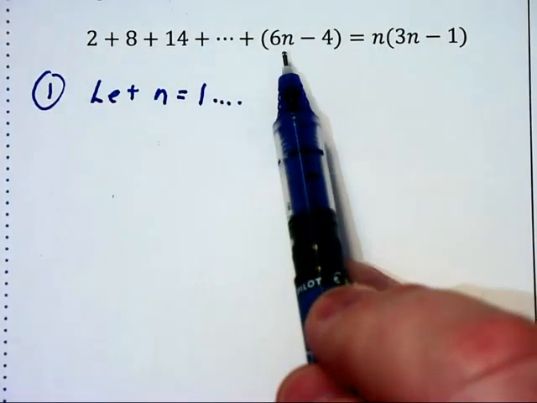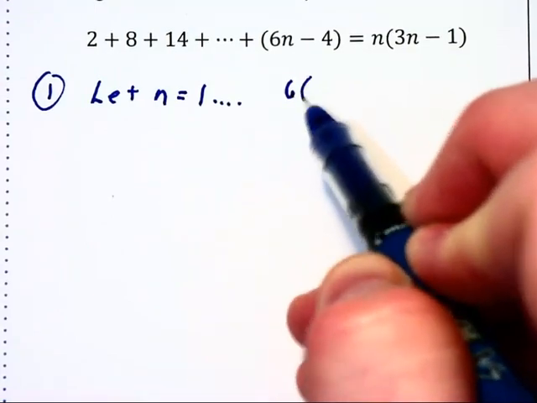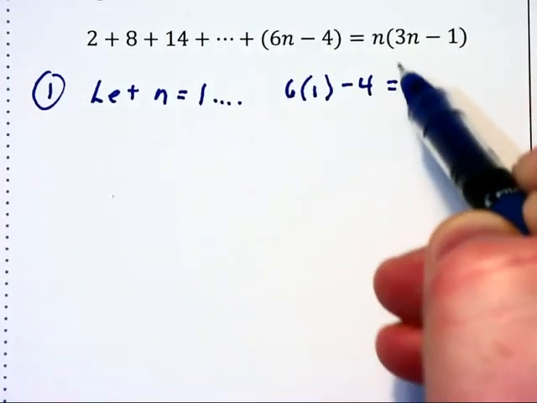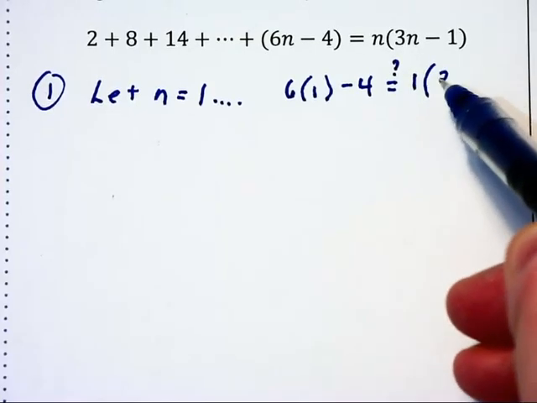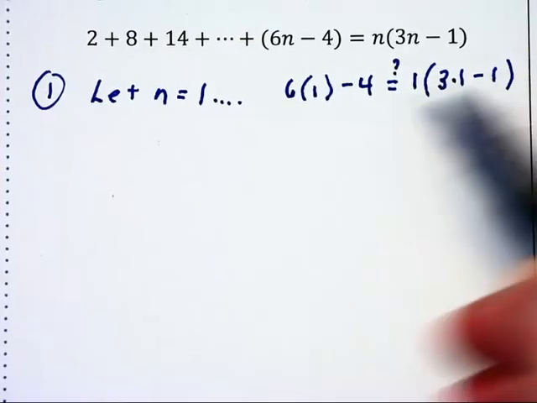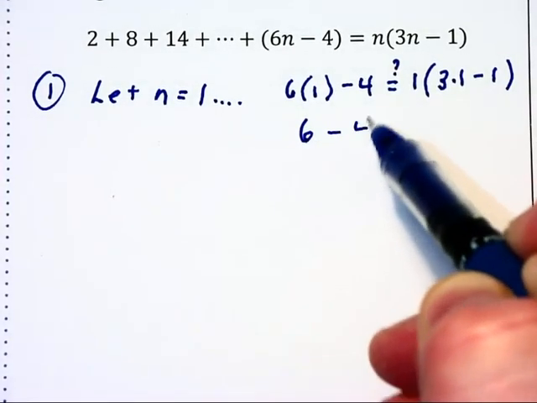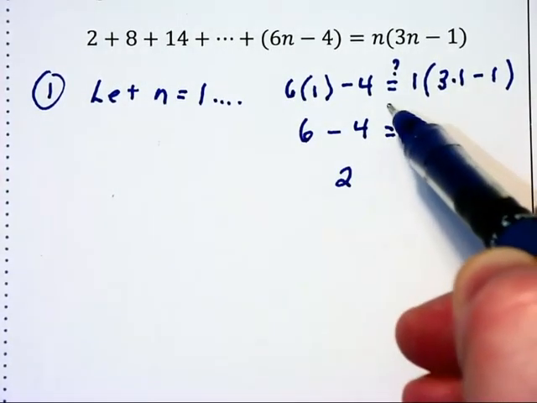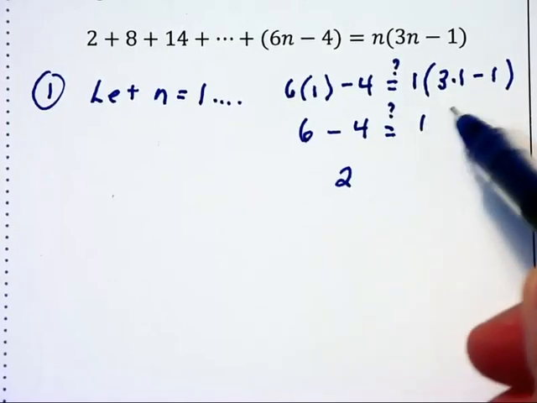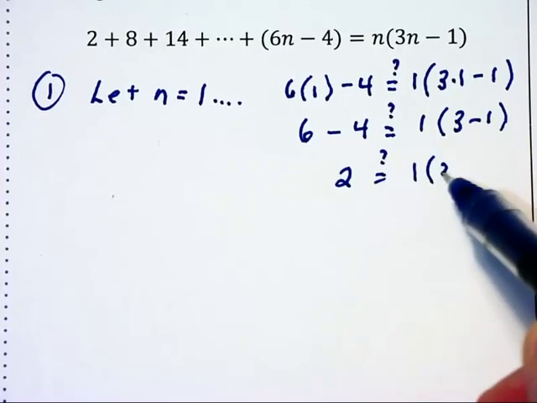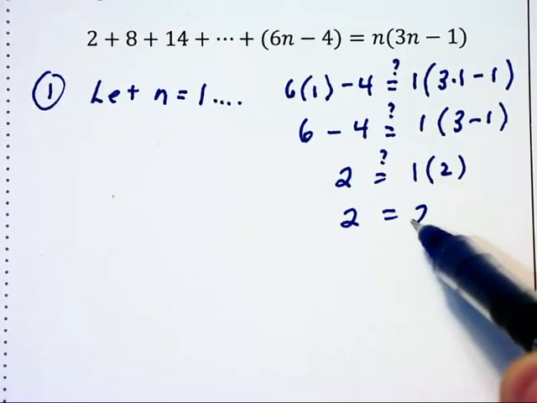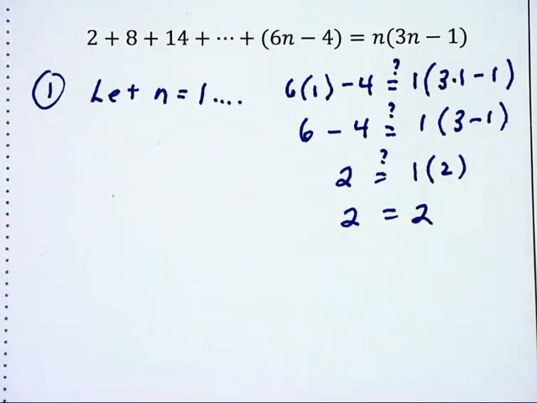You substitute 1 into the formula on the left to get 6 times 1 minus 4. And we want to determine if that is equal to the formula on the right, 1 times 3 times 1 minus 1. On the left we get 6 minus 4, which is equal to 2. On the right side, we're testing this equality. We have 1 times 3 minus 1. That becomes 1 times 2. And yes, 2 is equal to 2. And we've shown that this statement is true at least for the value n equals 1. Okay, so we've got a start.